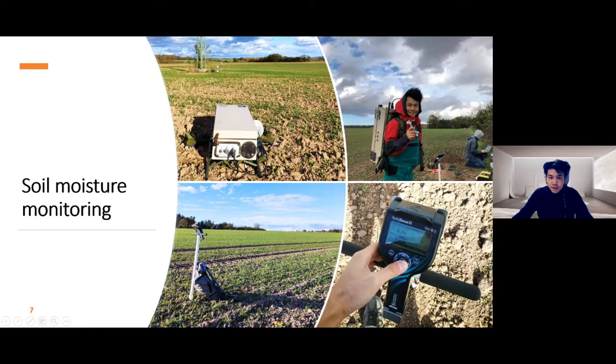Basically, you just leave it on the ground for 20 to 30 minutes, and then it gives you a neutron count. And based on the neutron count, you can convert it to the soil moisture, the soil water content.